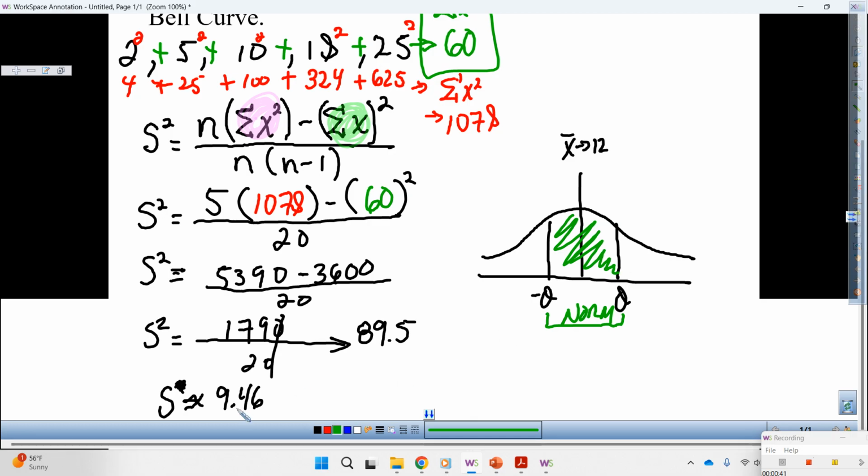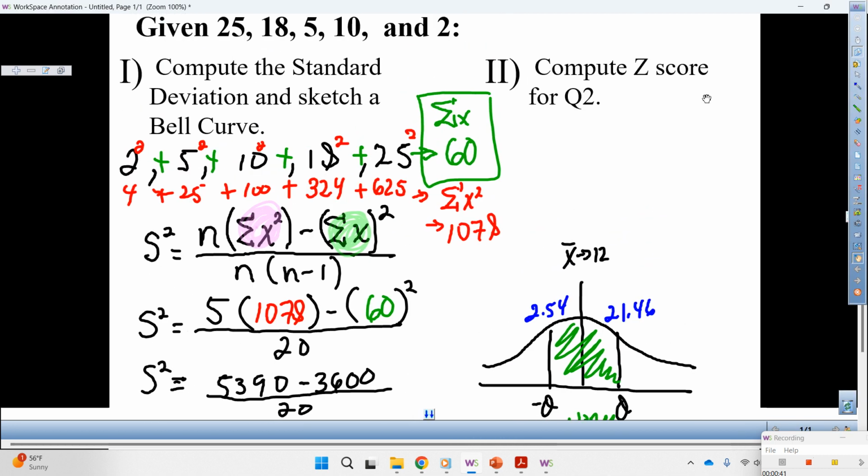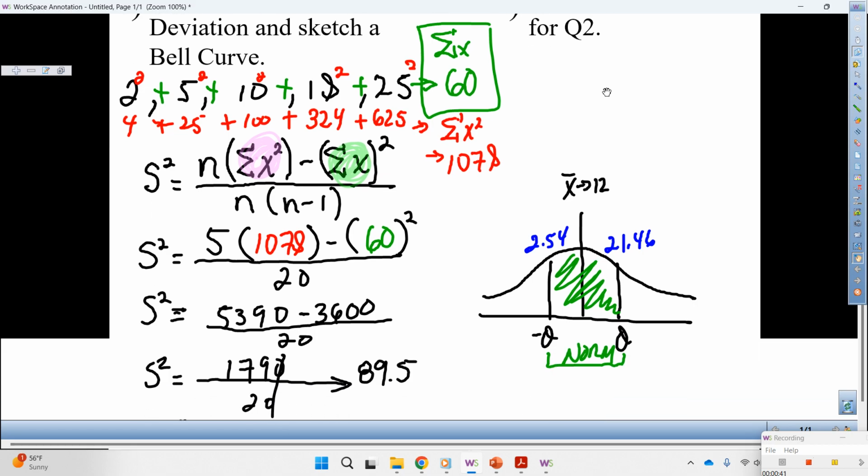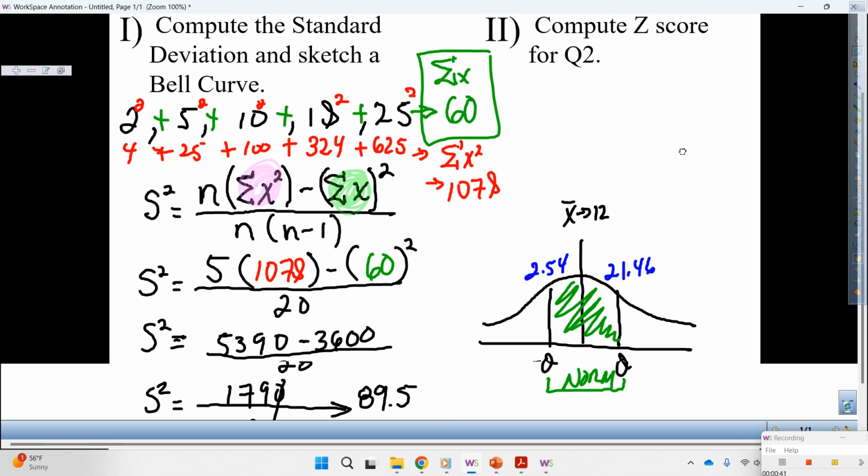So, our standard deviation is 9.46. That means if I go up 9.46, I should be at 21.46. If I go down, I should be at, is it 2.54? All right? So my norm is from 2.54 to 21.46. However, they're asking us for the z-score of Q2. Q2 meaning what? Tell your neighbor. Remind your neighbor what Q2 is, and then Jay's going to pass it to someone else in the back. Jay? What is Q2? Jay, pass him one.